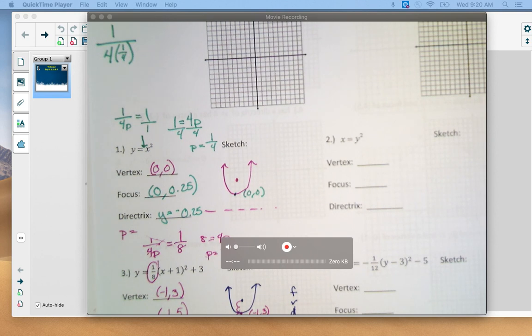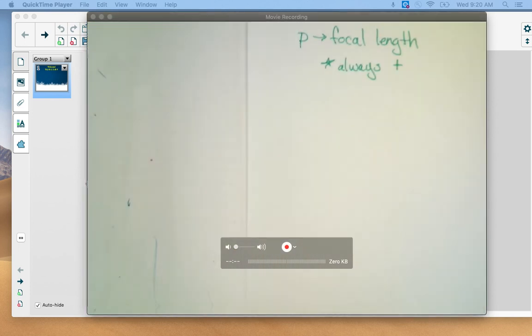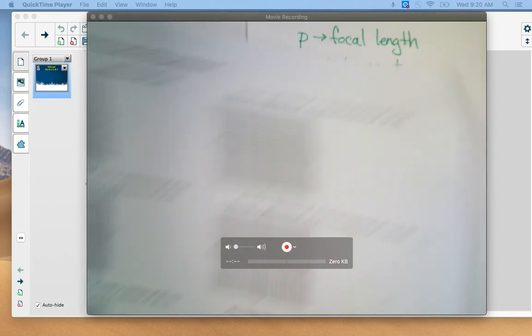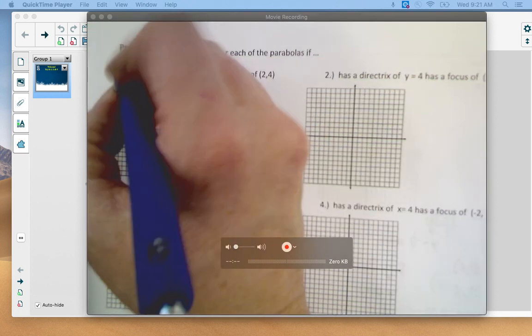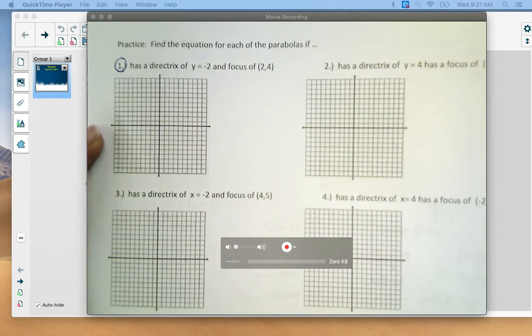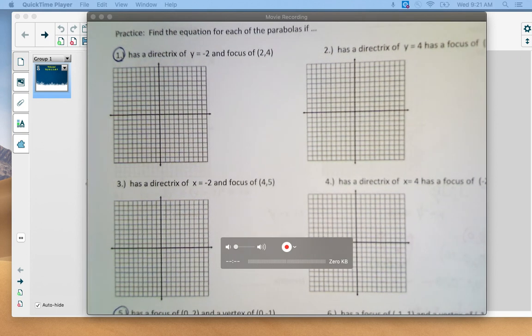Questions, comments? Do you feel okay with that one? Do we need to practice a little bit more? Flip the page with me then. I'm going to skip around a little bit. I would like you to try right now 1 and 5.